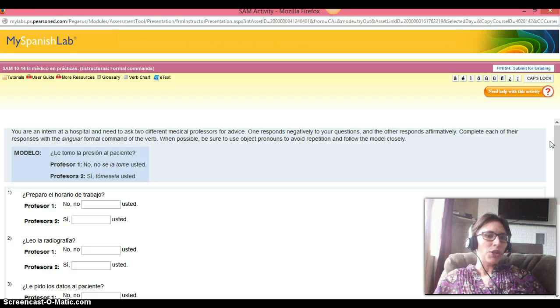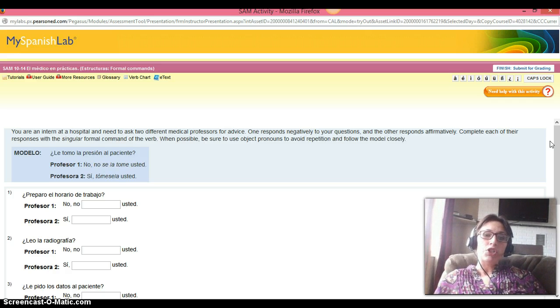The instructions are that you are an intern at a hospital and need to ask 2 different medical professors for advice. One responds negatively to your questions and the other responds affirmatively. Complete each of their responses with the singular formal command of the verb. So we're addressing each person as usted. That's what singular formal tells us.